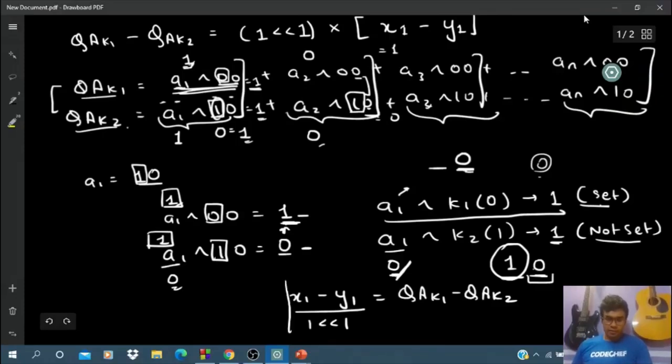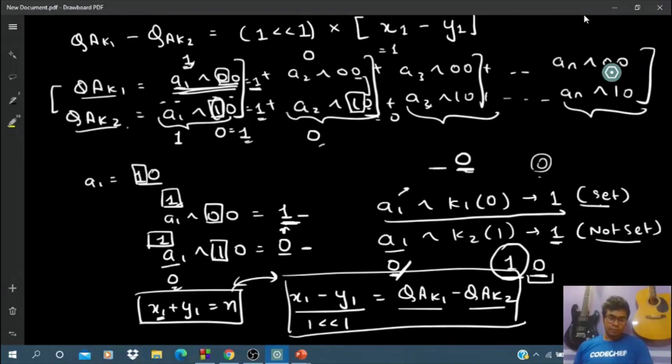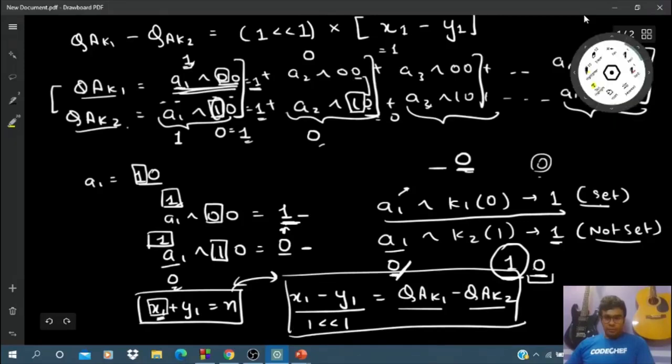So this is one relation that we have, and another relation that we talked about was x1 plus y1 is equal to n, because the total number of numbers is n, and adding these two together, we'll get the value of x1. Two variables, two equations. We know the value of QA k1, we know the value of QA k2, and that's how we'll calculate the exact value of x1. And when we calculate the exact value of x1, we can calculate the exact parity of x1. So that will be of help.